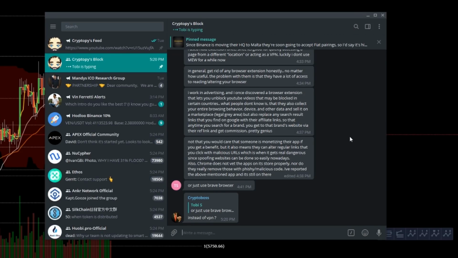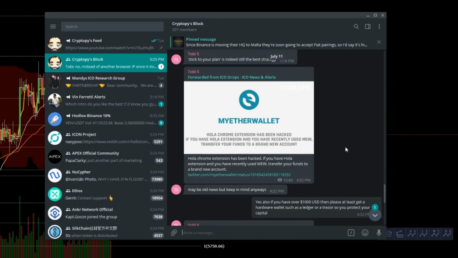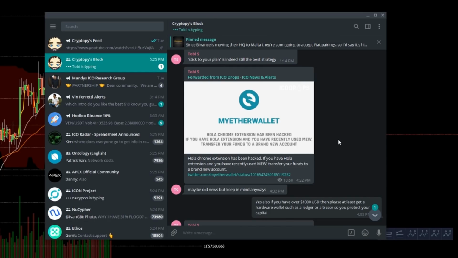Let's see what's going on here. Yeah, absolute valid point there, Toby. If anyone has used Ola, the extension on Chrome, or on any other browser, then you need to check your MyEther wallet if everything's still there.